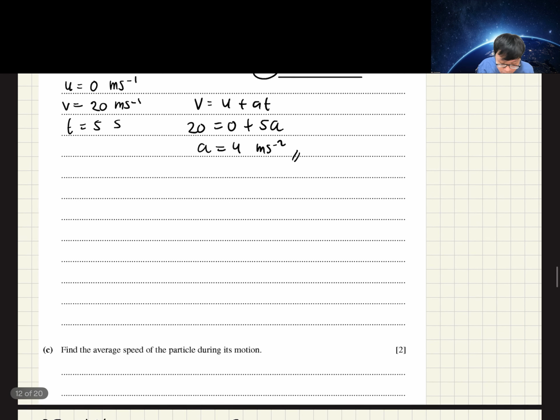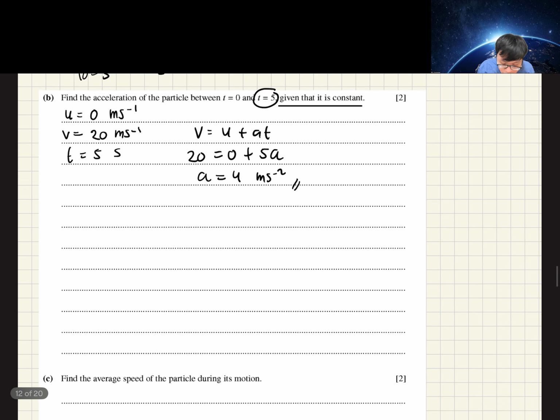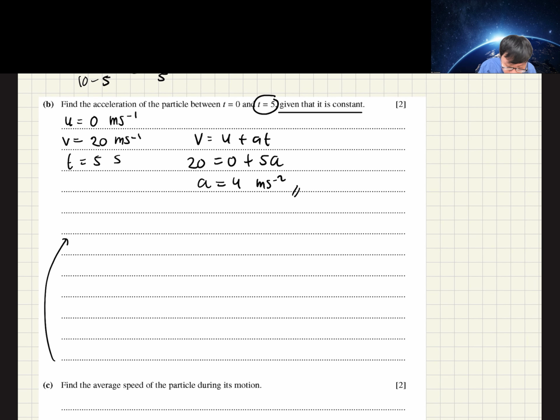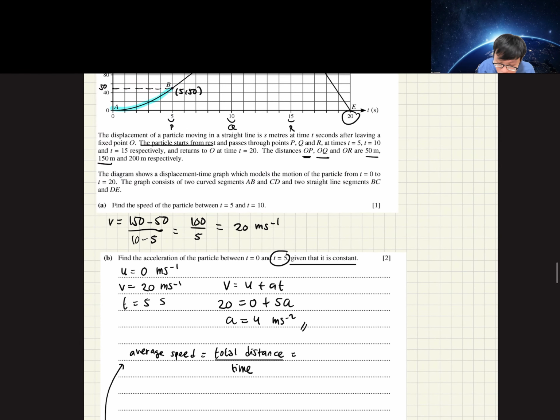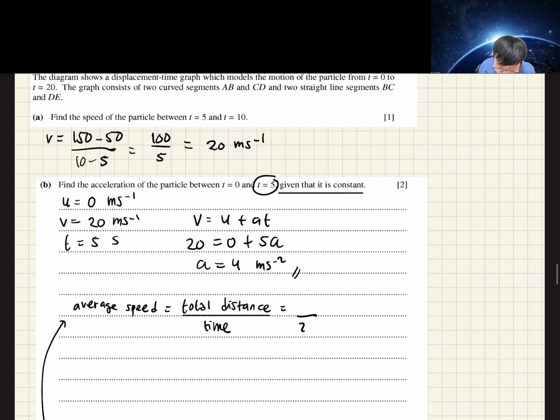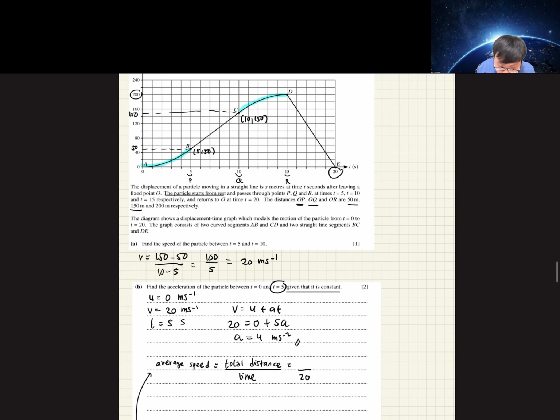The last question: find the average speed of the particle during its motion. So I'll do it here. We know that the average speed formula is just equal to total distance over time. The total time is 20. The total journey is in 20 seconds. And how about the total distance?